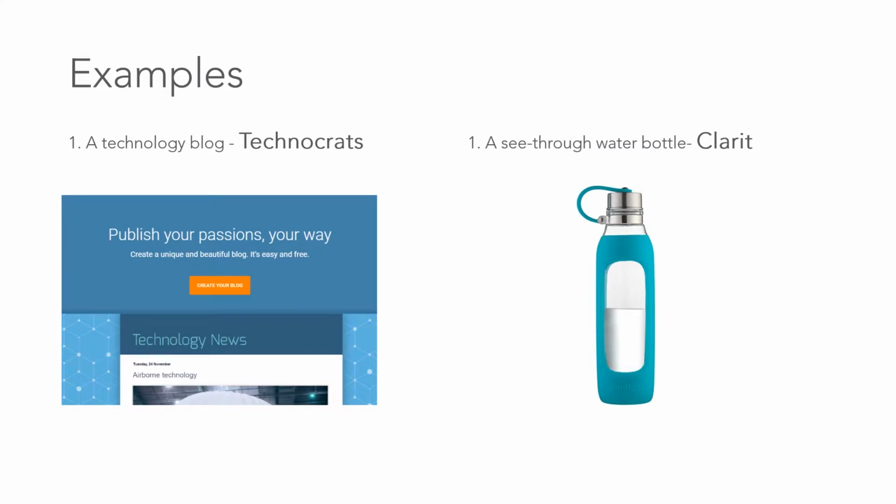We will learn to do financial analysis using two examples. Example 1 is a company which runs a technology blog. A blog is a website where people post content for others to read. A technology blog is called Technocrats. Our second example is a see-through water bottle called Claret. As you will see, the financial analysis for them is quite different and is still sort of the same.